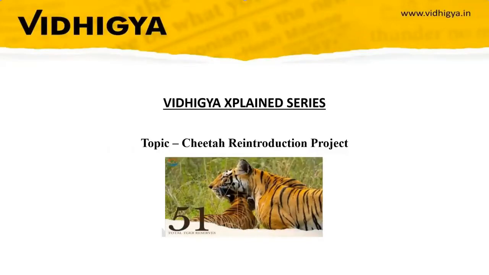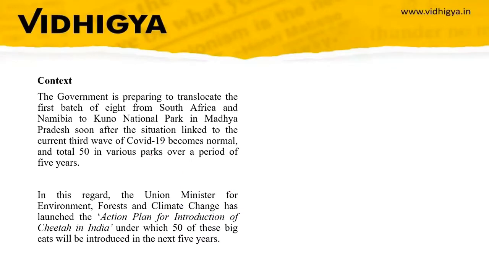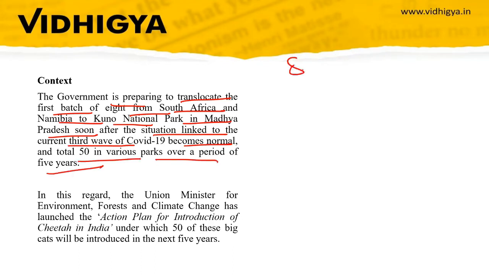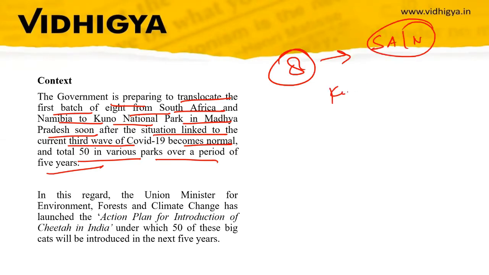The topic for today's discussion is the Cheetah Reintroduction Project. This topic was in the news because the government is preparing to translocate the first batch of 8 cheetahs from South Africa and Namibia to Kuno National Park in Madhya Pradesh, soon after the situation linked to the current third wave of COVID becomes normal, and a total of 50 in various parks over a period of 5 years. So currently the Indian government is translocating 8 cheetahs from South Africa and Namibia to Kuno National Park.